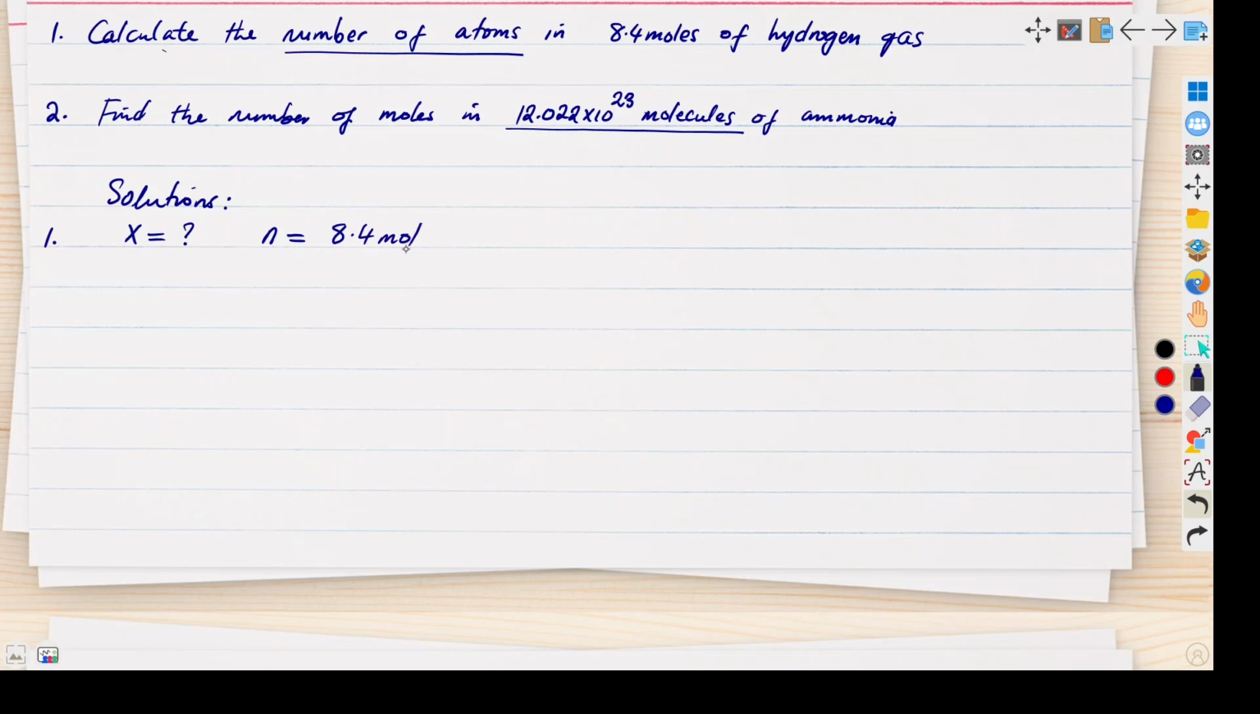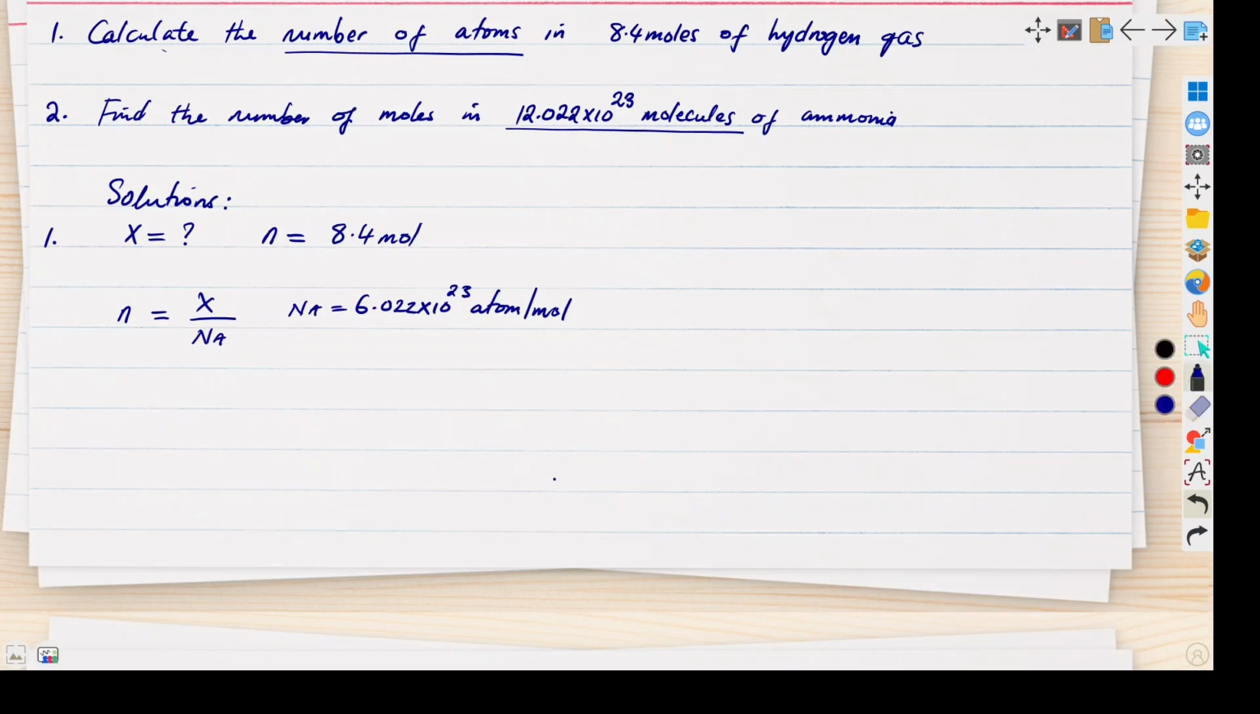Now, since we are being asked to find the number of atoms, we use this formula here. Number of atoms x is equal to n over Na. Okay, we already know what Na is. Na is equal to 6.022 times 10 to the power 23. Since we are being asked to find the atoms, we'll say atoms per mole.